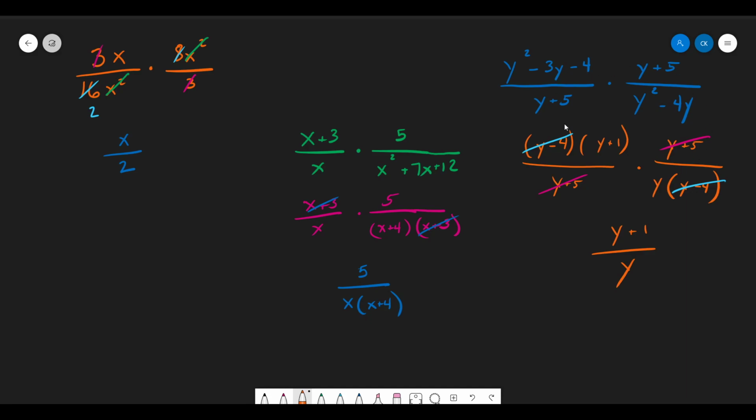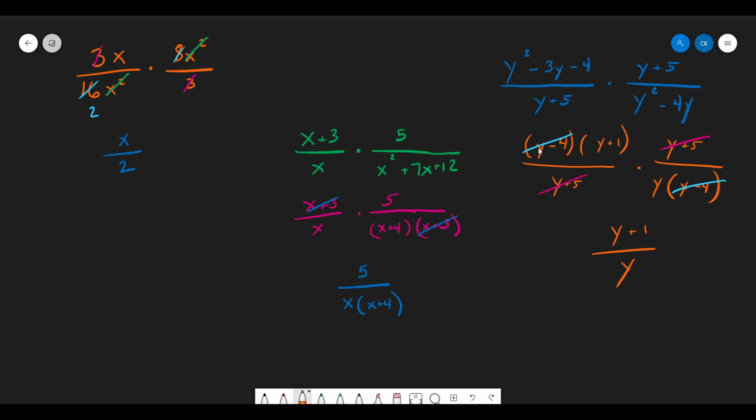Now, over on this third one, we see that we can factor out a couple things here. First of all, the top half of this fraction would factor out to be y minus 4, y plus 1, because negative 4 times 1 is negative 4, and negative 4 plus 1 is negative 3. So that would be the top half here. The y plus 5 would just stay the same, both on top and bottom. The y squared minus 4y can have a GCF of y. So we would factor out a y, and we'd be left with y minus 4.